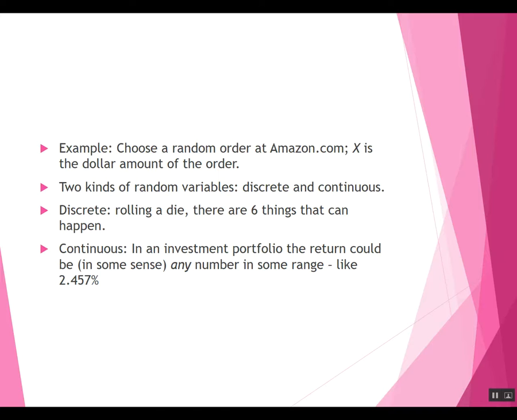An example of a discrete random variable is rolling a die. There are 6 things that could happen. With a continuous random variable, there are infinitely many things that could happen. In an investment portfolio, the return you get could be any number in some range, like 2.457% or 2.458%. It's not just a finite number of things.